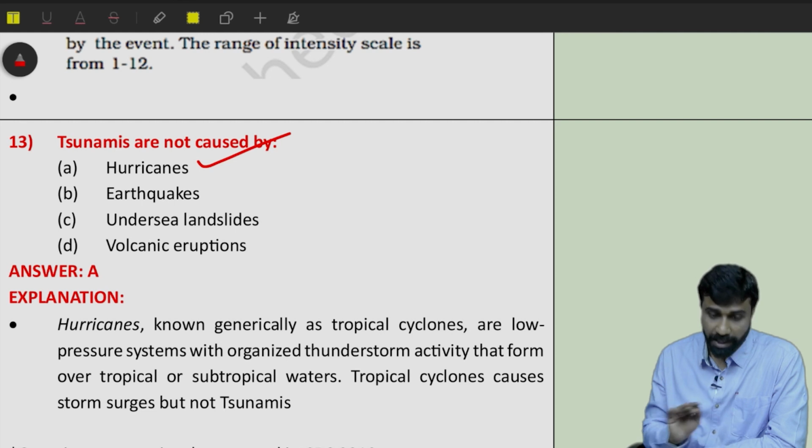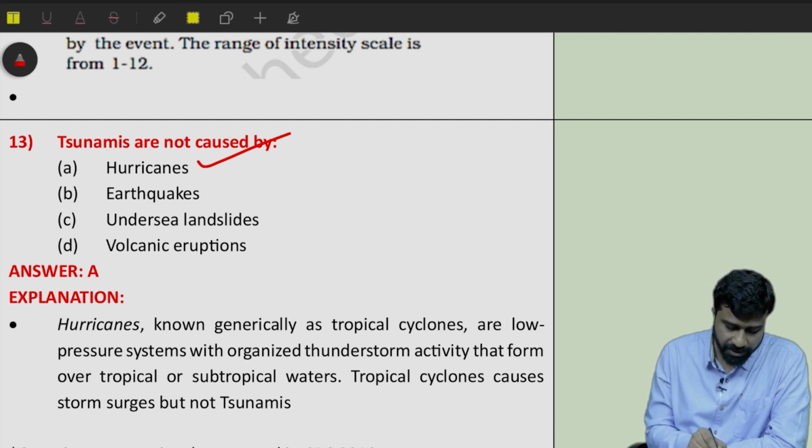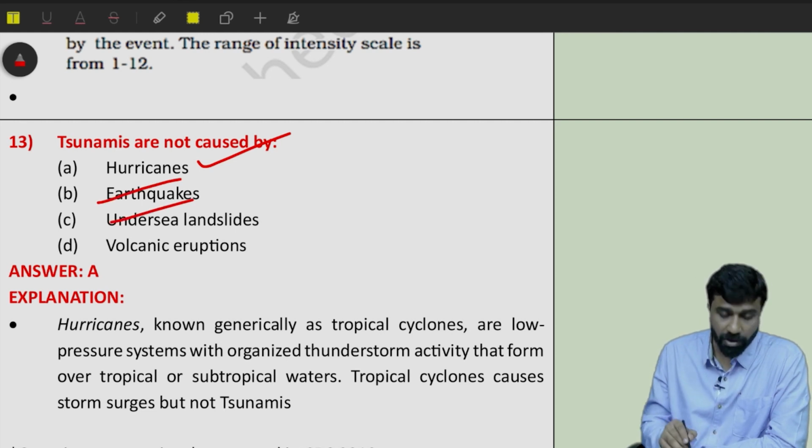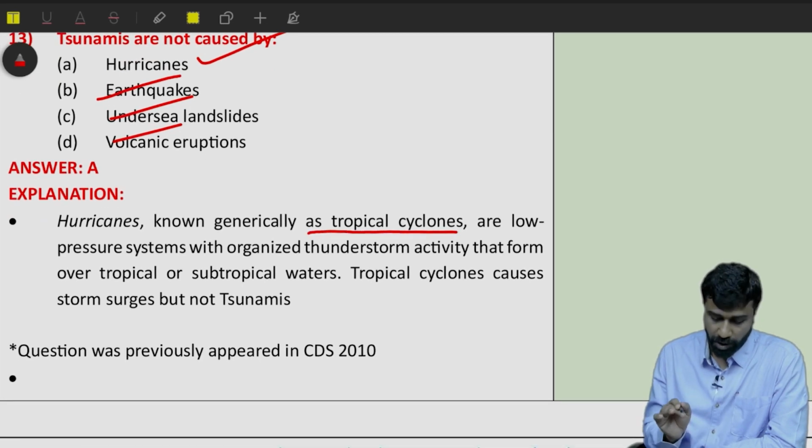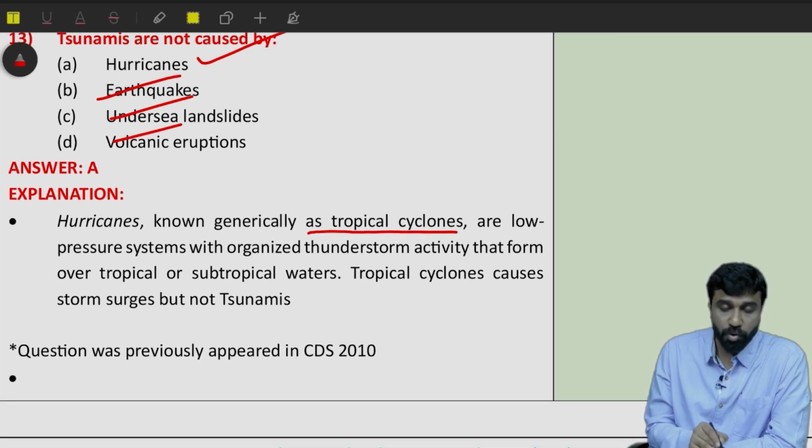Tsunamis are usually not caused by hurricanes. They are caused by earthquakes, undersea landslides, and volcanic eruptions. This is true.